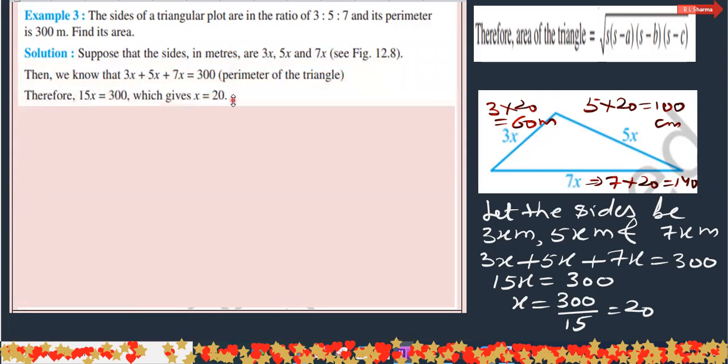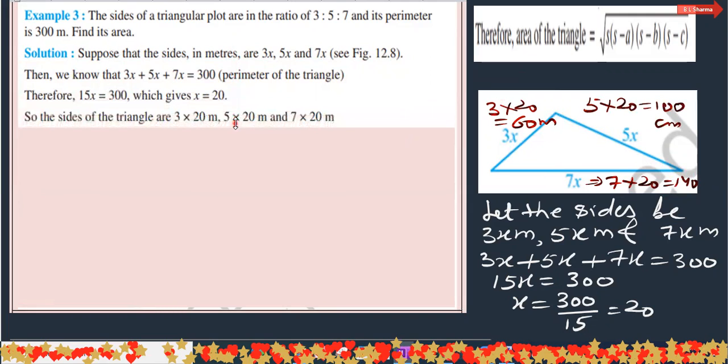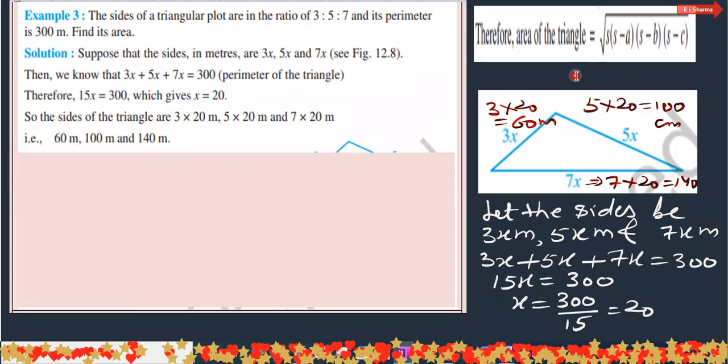So x is 20, we already have calculated, and the sides are 60 meter, 100 meter and 140 meter. इसमें ये जरूरी नहीं होता कि किसी को A B C माने, आप किसी को भी सपोज कर सकते हैं A B और C out of the three sides here.